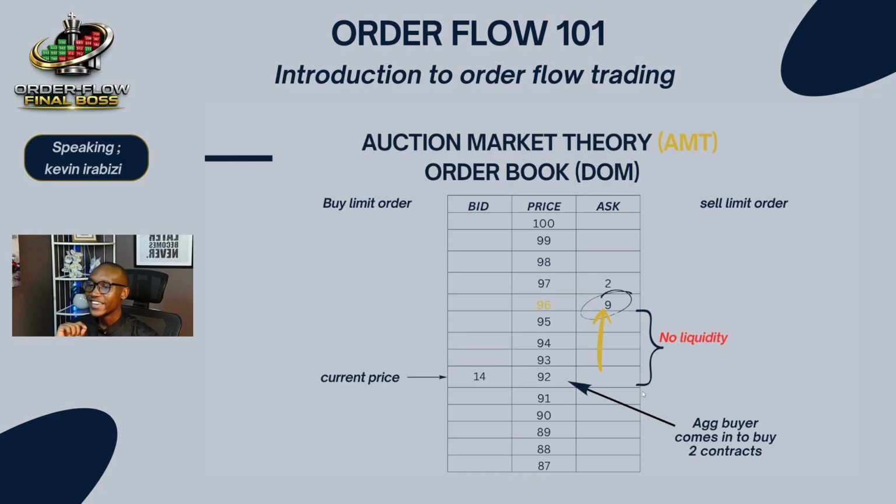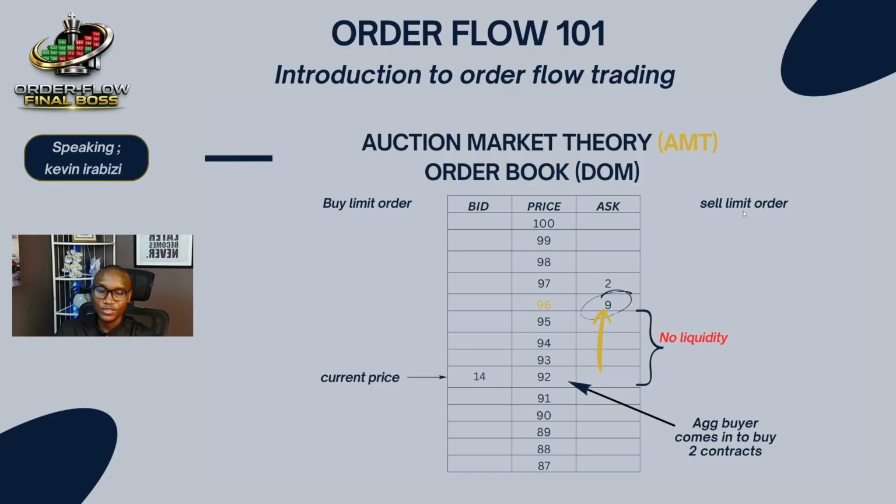So his order gets pushed to price level 96. So it means price spikes from level 92 to 96 to fill in the two contracts, even though we have 14 limit buy orders. What do I mean by this? Price movement, like I said, I will tell you the exact reason behind price movement. So price movement is the battle between aggression. It is not the battle between buyers and sellers, because buyers and sellers can mean buy limit orders or limit buyers and limit sellers.